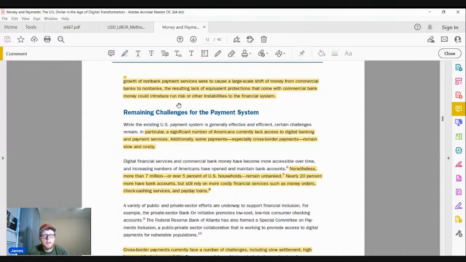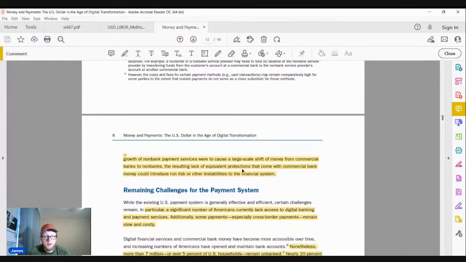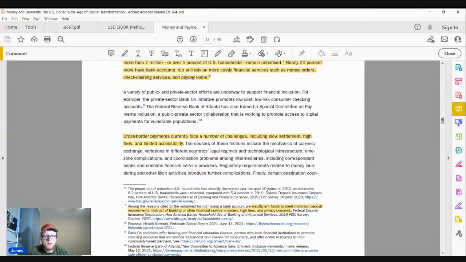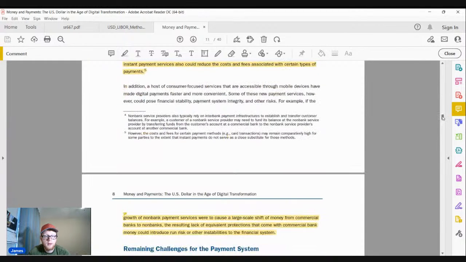Yeah, growth of non-bank payment services could cause a large-scale shift of money from commercial banks to non-banks. The resulting lack of equivalent protections that come with commercial bank money could introduce run risk or other instabilities in the financial system. Basically talking about the integrity of the system itself, right?